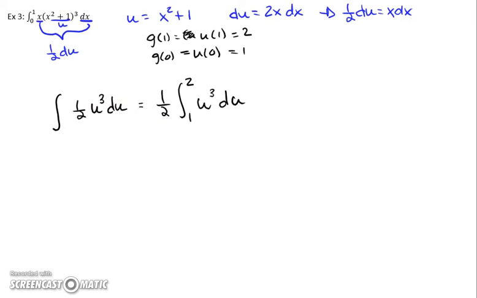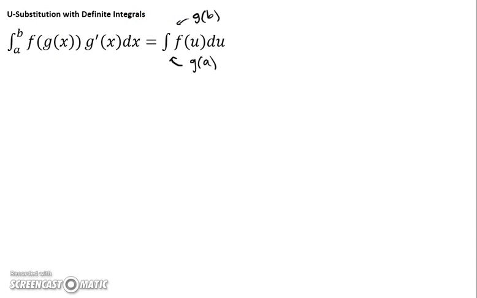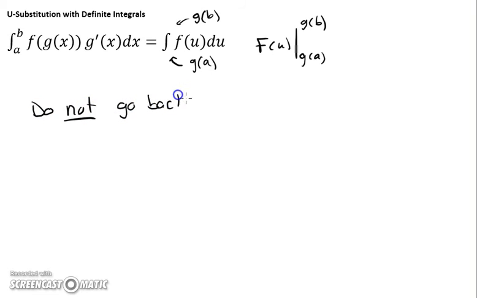Now, one thing I want to point out is if we look back at this, this is just f of u du, which means we're going to look at it as capital F of u evaluated from g of a to g of b, which means we do not go back to x values when we are integrating. Do not go back to your x values. This is just in terms of u. So take your antiderivative, use your fundamental theorem of calculus here.